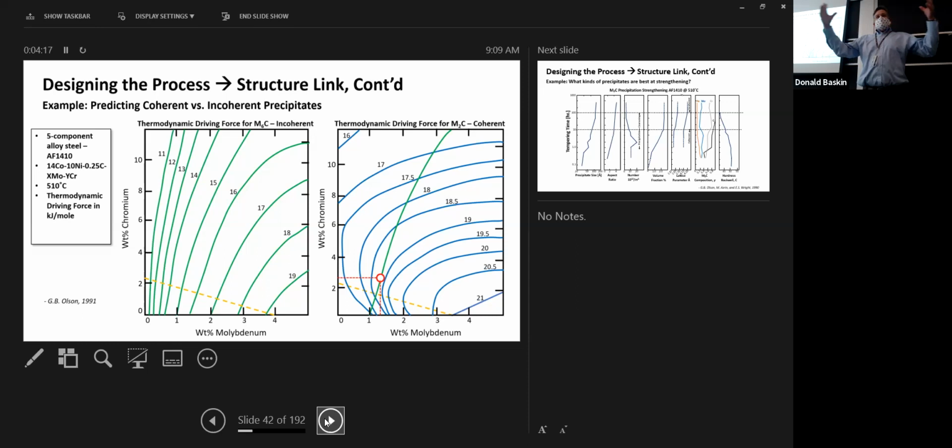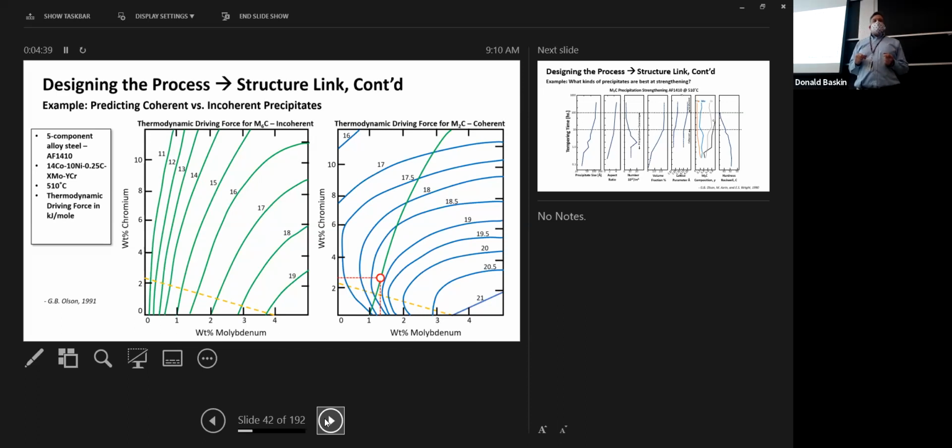So the higher the driving force, which again is related to a drop in Gibbs free energy, the higher the driving force for the precipitation of some secondary precipitate material, the more likely it is you're going to get a fine, broad dispersion of lots of tiny little precipitates all over the material.